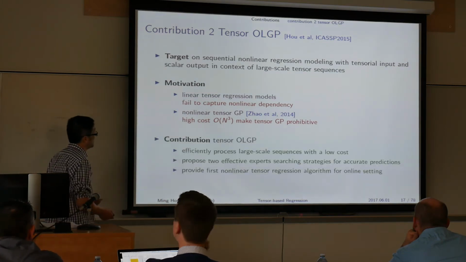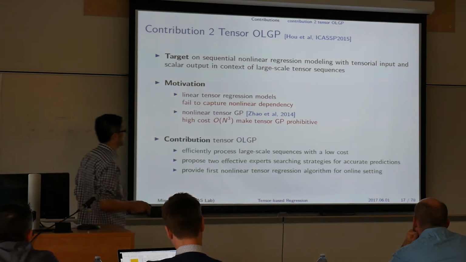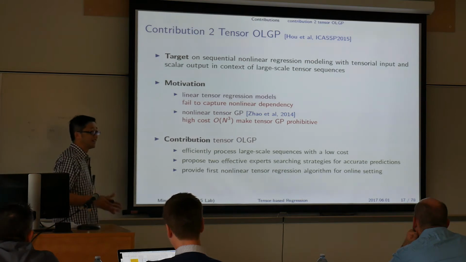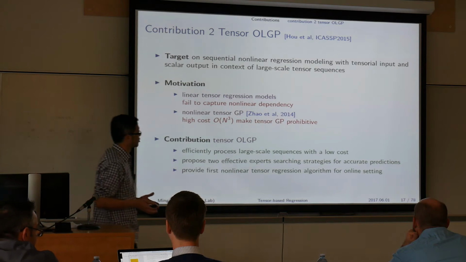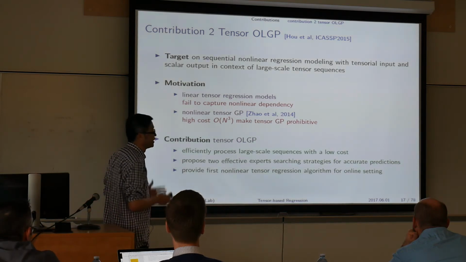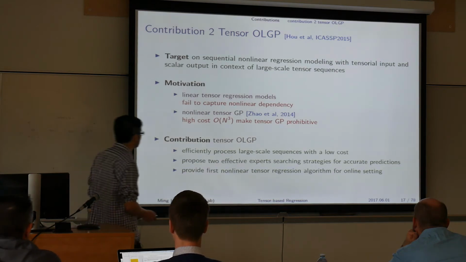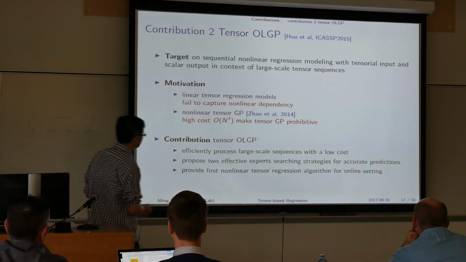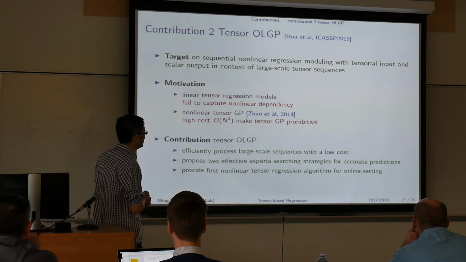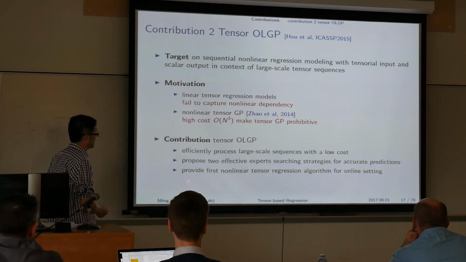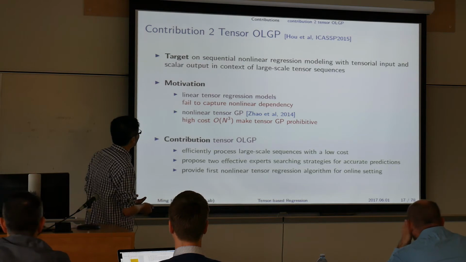So our Tensor-LGP takes advantage of the local online GP by assigning the tensor data points into a number of small-sized GP experts in an online fashion, then finding a few nearby local experts to make predictions in a Gaussian style. Our Tensor-LGP can significantly reduce the cost for large tensor sequences. And to our knowledge, we provide the first nonlinear tensor regression algorithm for the online setting.